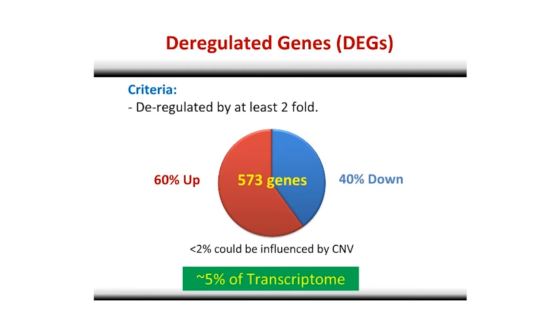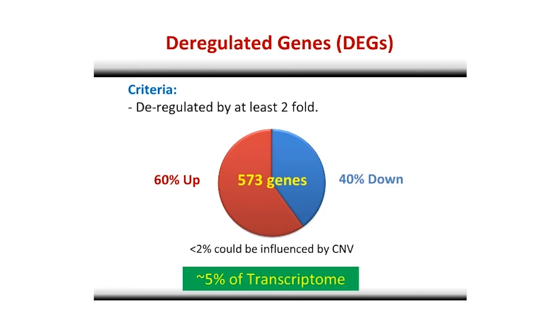When we looked at UPF3B mutations, we found, again, 5% of the transcriptome was deregulated. So this was consistent with the previous studies which I mentioned. And in this instance, 60% of the genes were upregulated, which is what you would hope to expect given that this process degrades transcripts. But we also have 40% of them which are downregulated, so there are some indirect targets or downstream effects.